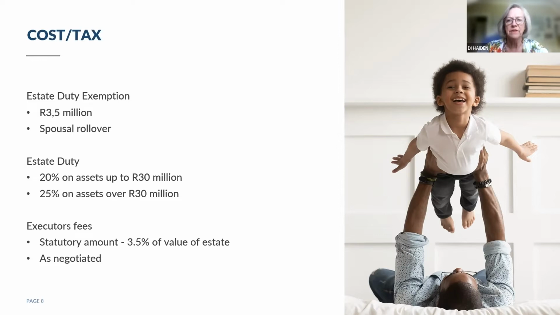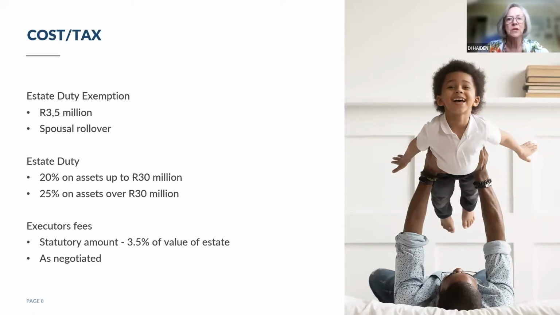In addition to that, if you leave all your assets to your wife, or a portion of the estate to your husband, you get what's called a spousal rollover, and that estate duty exemption rolls over to them. So on their death, there's 7 million rand. And then the biggie, but before we get to the biggie, which is estate duty, please remember there's capital gains tax to pay before estate duty. So one also needs to be cognizant of that. Estate duty, anything over 3.5 million is going to be taxed at 20%.